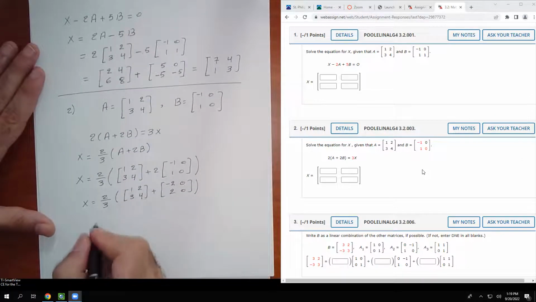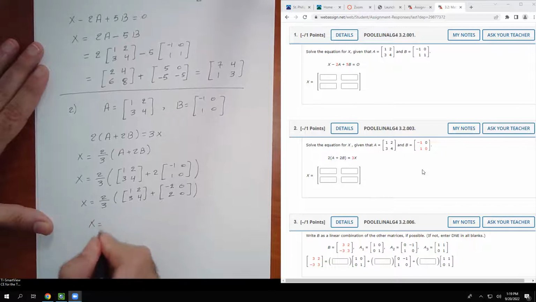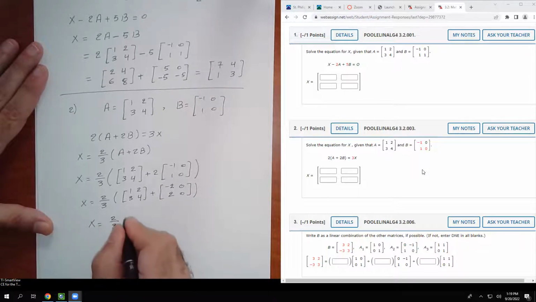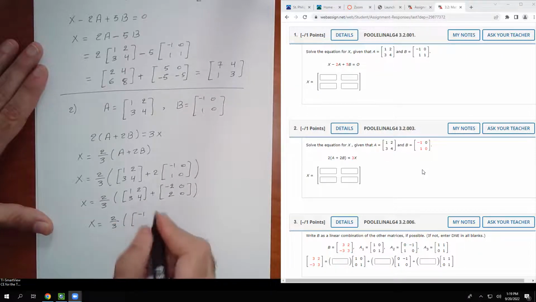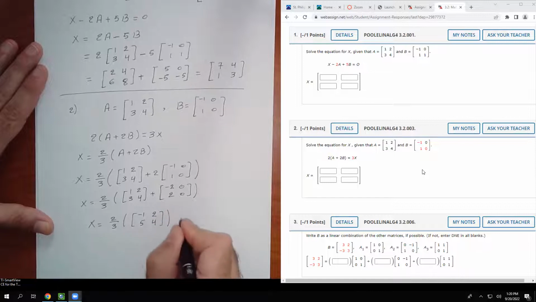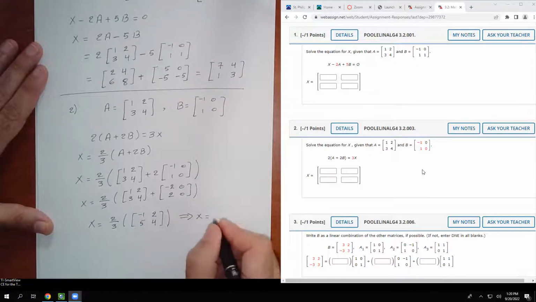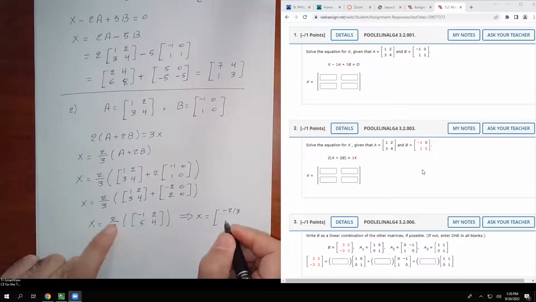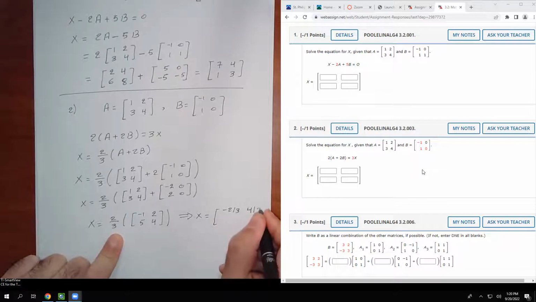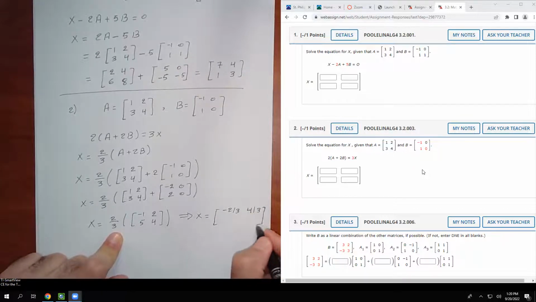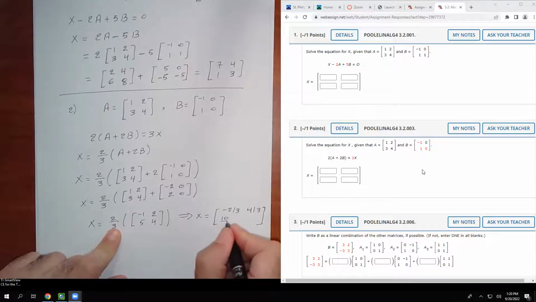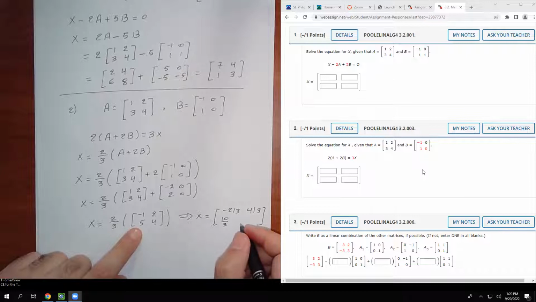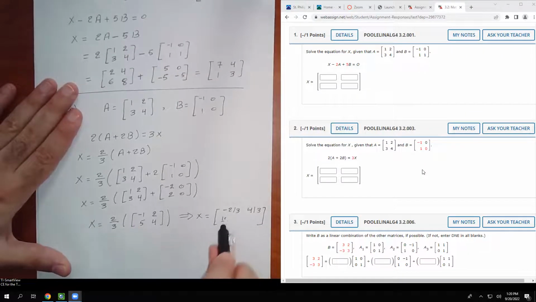Now add these two matrices together. That means x is going to be equal to 2 over 3 times -1, 2, 5, and 4. That means x is going to be equal to -2 over 3, and it's going to be 4 over 3, and this one is going to be 10 over 3, and this one is going to be 8 over 3. That's it.